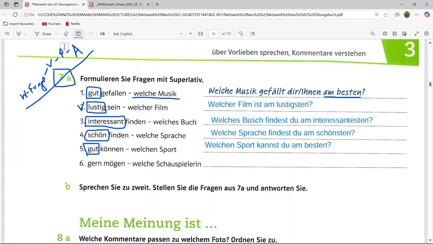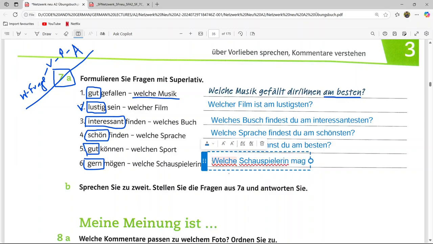Okay. Next one, adjective is gern. Gern comparative is lieber, and the superlative is am liebsten, right? So welche Schauspielerin magst du am liebsten?